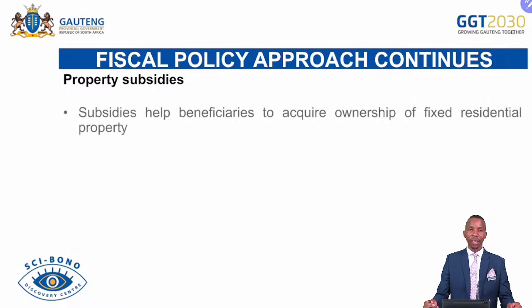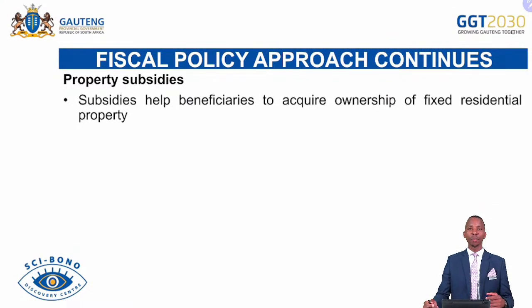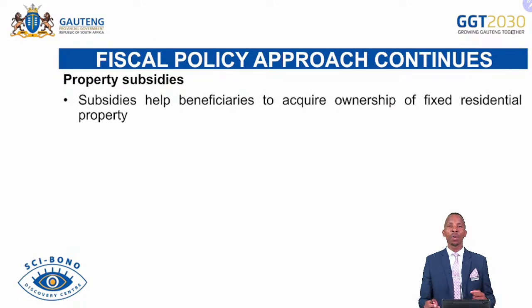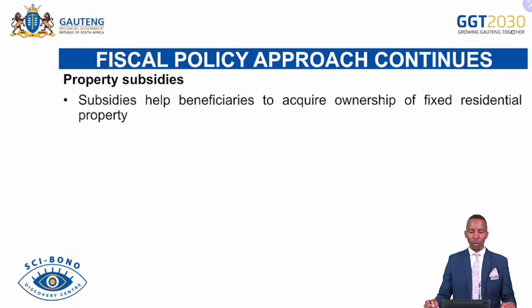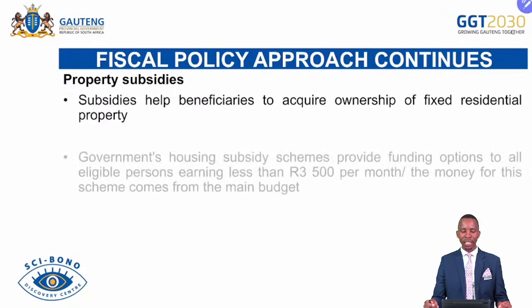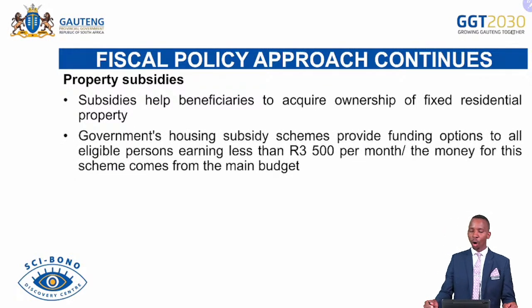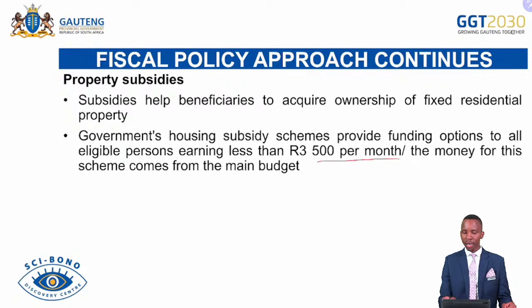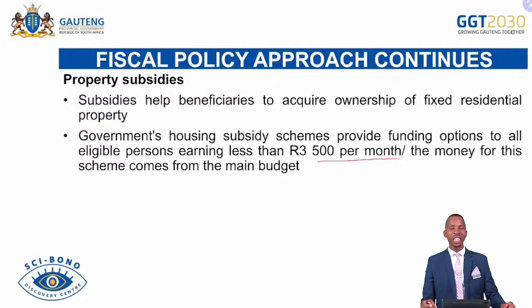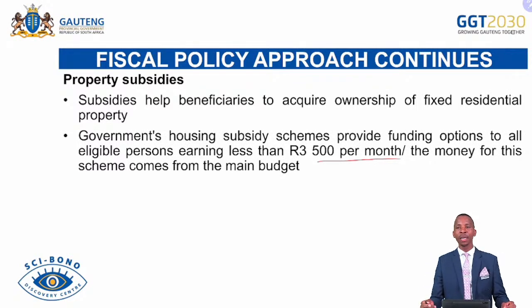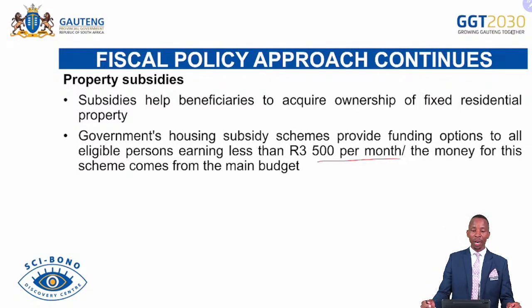Property subsidies. These are subsidies or financial support given by the government to low-income earners to afford to own property. So subsidies help beneficiaries to acquire ownership of fixed residential property. The government's housing subsidy schemes provide funding options to all eligible persons earning less than 3,500 per month. The money for this scheme comes from the main budget. We also know that the private sector plays a huge role by making funds or loans, in terms of bonds, available to those people that are willing to buy houses or private property.